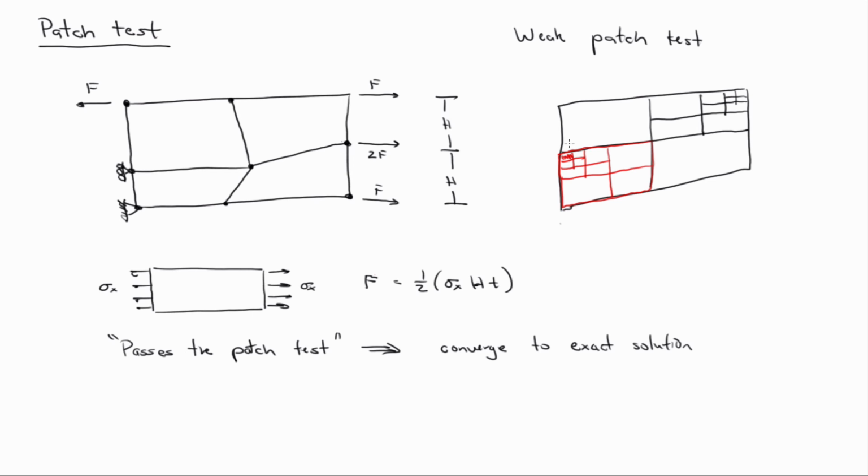But in a real, arbitrarily shaped domain, we don't know what the exact answer is, okay? Because we've performed the patch test and we know that it passes the patch test and it's stable, we're trusting, right, that it's going to converge to the right answer.